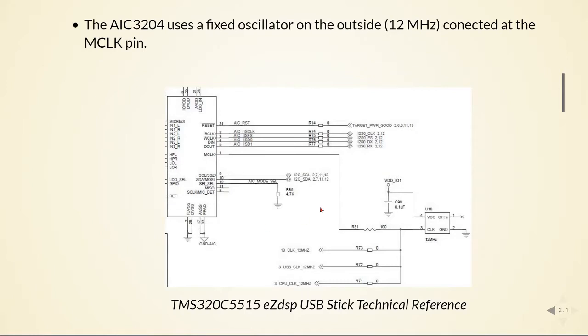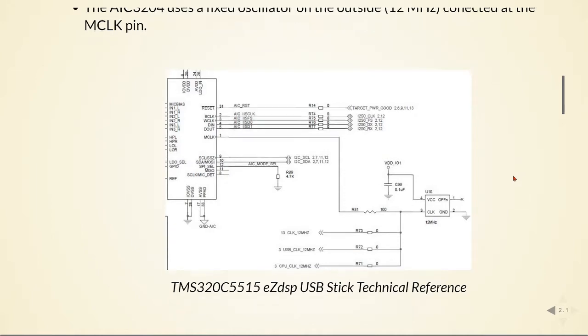USB stick technical reference, and we see that there is an external oscillator of 12 megahertz that is connected to this pin called M clock. The sampling rate will be calculated by taking this reference of 12 megahertz, and then there are a lot of registers that we can set, and we can divide and manipulate these 12 megahertz to achieve the desired sampling frequency.